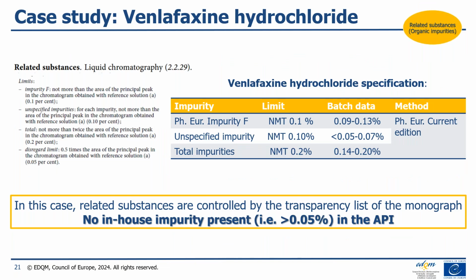So in our case study, turning back to this, for the related substances, now we have a nice case. We have related substances that are controlled by the transparency list of the monograph, and there are no in-house impurity present above the 0.05% threshold in the API. So the specification can be set as the one from the monograph. So impurity F, unspecified impurity, and total impurities in line with the monograph.